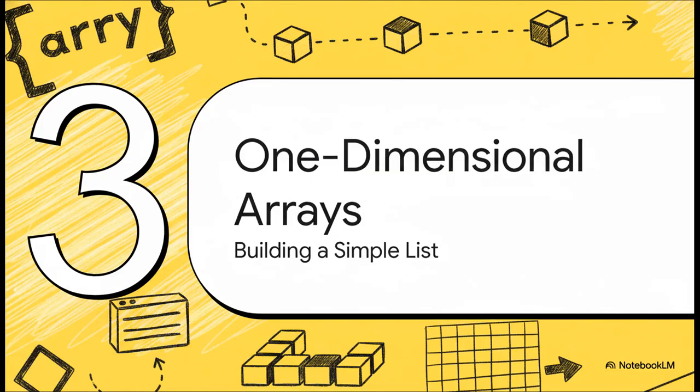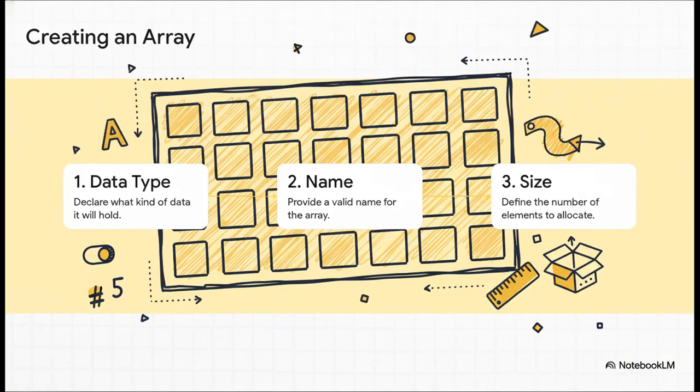All right, so let's start by looking at the most common kind of array, the one-dimensional array. Now, don't let that name scare you. It's basically just a simple, straightforward list. And making one is a pretty simple three-step process. First, you tell the program what kind of data you're going to store in it, numbers, text, whatever. Second, you give your array a name. And third, you tell it exactly how big it needs to be, how many slots it should have.